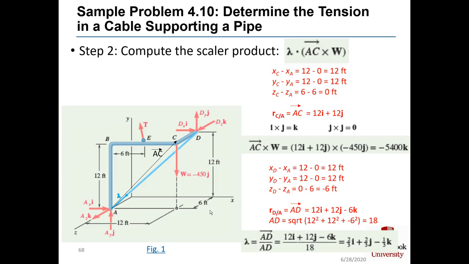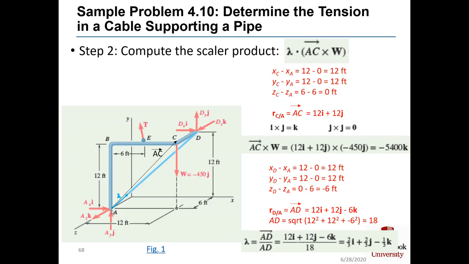Now we have to find position vector R of D slash A. Point D is the X2, Y2, Z2 term, and point A is again X1, Y1, and Z1, which is why XD minus XA is 12, YD minus YA is 12, but ZD minus ZA is now minus 6 because Z sub D is on the XY plane. It has a value of 0, and Z sub A is at Z equals 6, so 0 minus 6 is minus 6. The length of vector AD is just the square root of 12 squared plus 12 squared plus minus 6 squared, and that comes out to 18.